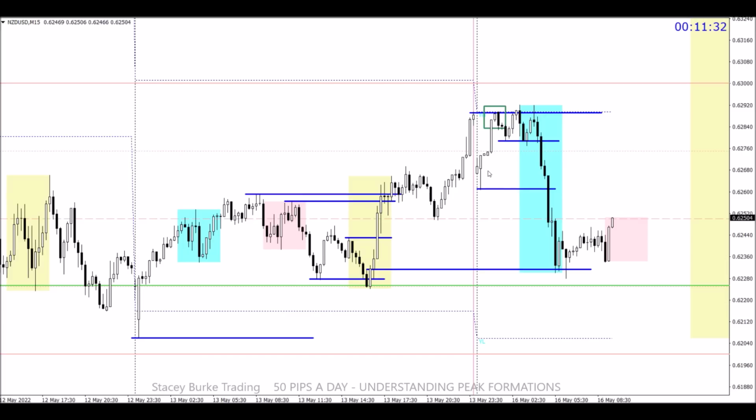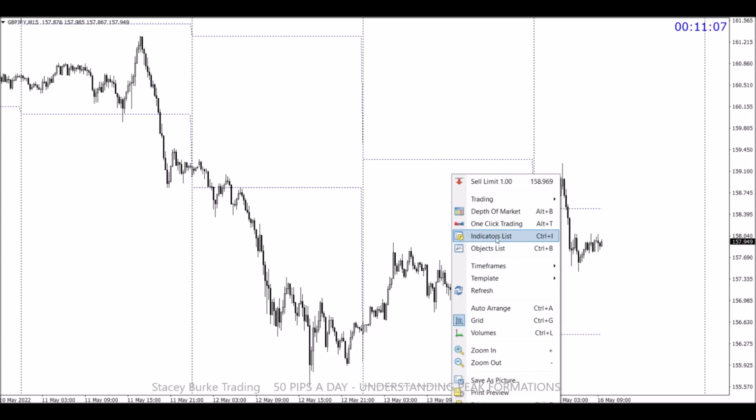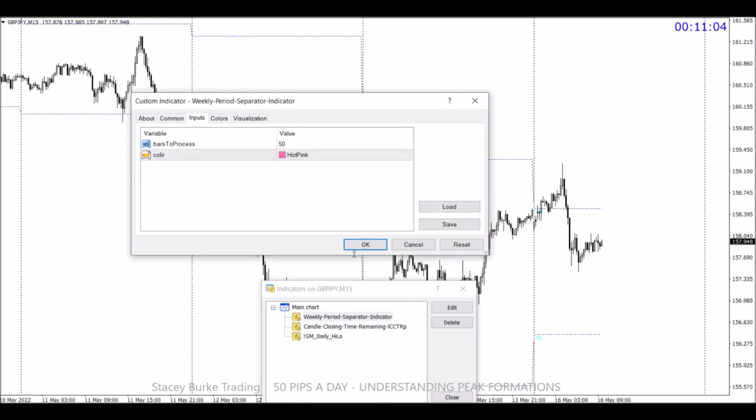Reversal, 3 levels of rise, 1 push, 2 push, 3 pushes, without taking out the previous day's high for a 50 pip reversal trade straight back down. 3 levels of rise, we're on the third level for the reversal trade back down. Somebody pointed out a very great trade this morning on the pound yen. So again, identifying my peak formations, we'll just put the weekly separator back up here.